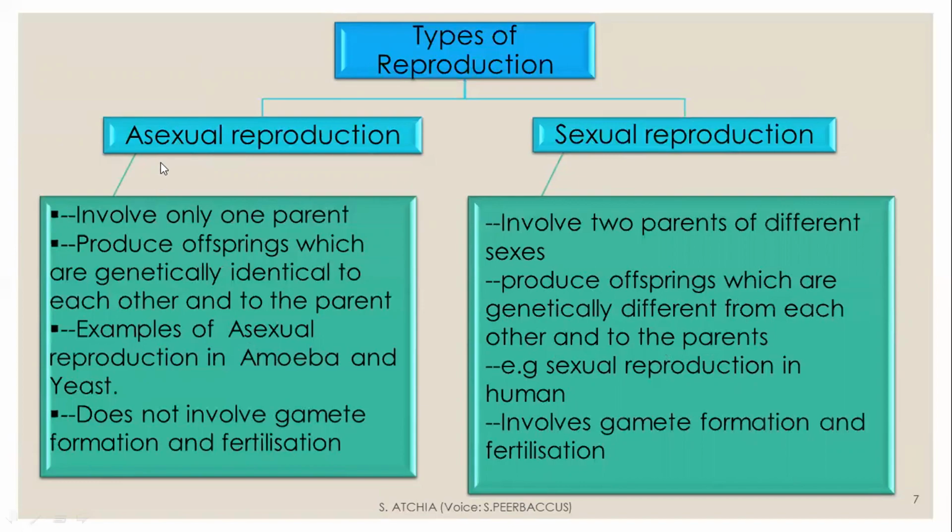Example of asexual reproduction is in amoeba and yeast. An example of sexual reproduction is in human. Asexual reproduction does not involve gamete formation and fertilization, whereas sexual reproduction involves gamete formation and fertilization.